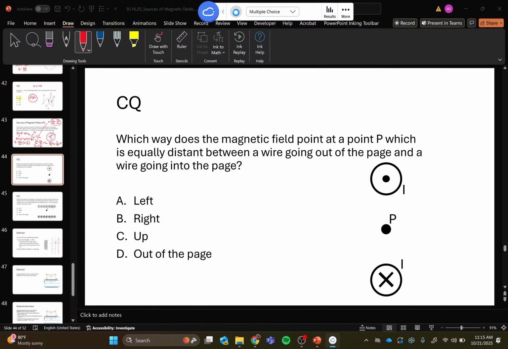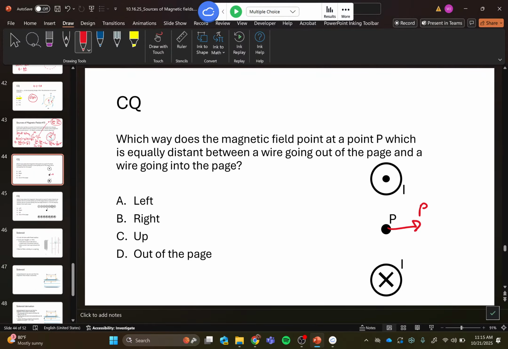All right, so wire 1's going out of the page. So we put our thumb out of the page. We make that circle, and our circle at the bottom points to the right. So the magnetic field due to the top wire points to the right. Do the same thing for the bottom wire, but now your thumb points into the page. Make that circle at the top point. The magnetic field still points to the right. I got two fields to the right, so what are they going to do? Add together. It's going to point to the right.